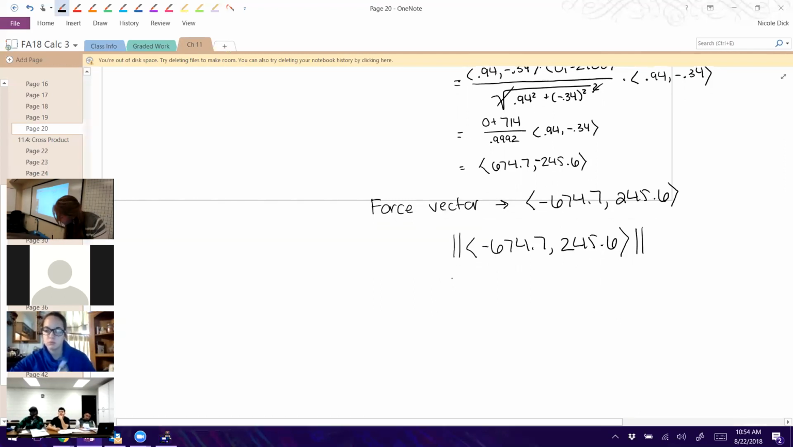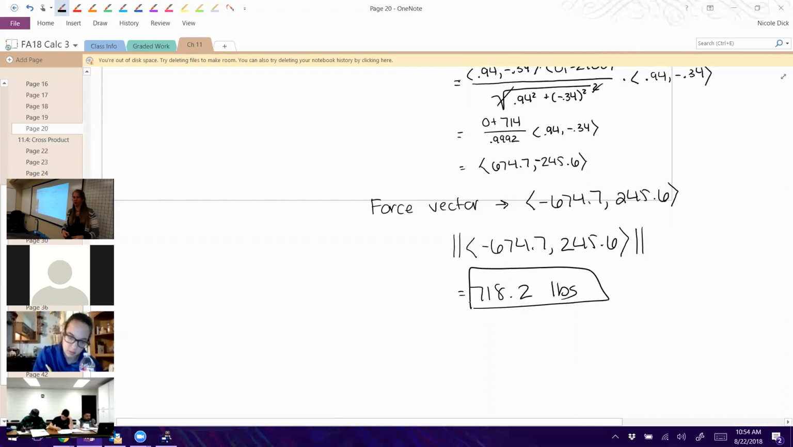If we go through and find the magnitude of this, I think if I have my notes written correctly, we should get 718.2 pounds. Okay, and that's how much force the truck would actually have to exert on the boat to keep it still on the ramp, to not let it slide into the water, to not pull it back out. That's how much it would have to do there.